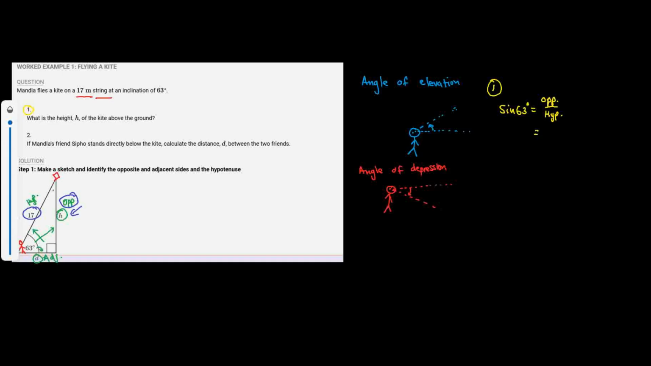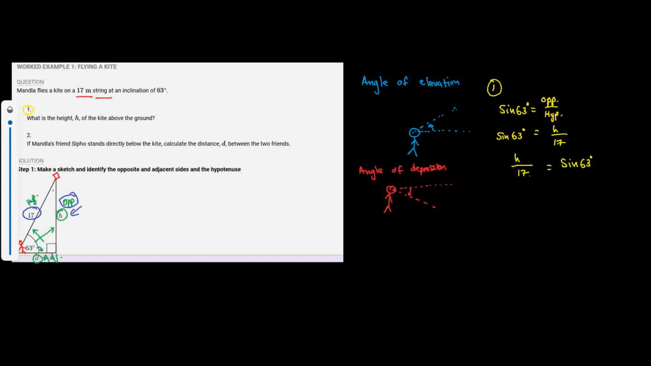We know the opposite side. Actually, we don't know the opposite side, but we know the variable, which is h, over the hypotenuse, and we know the length of the hypotenuse. It's 17 meters. So we can see that sine 63 degrees is equal to the opposite over the hypotenuse. Now we need to make h the subject of the formula. And when we say we need to make something the subject of the formula, it means that it's a variable that is equal to something. So this is what I have. If you want, you can write this as h over 17 is equal to sine 63 degrees.